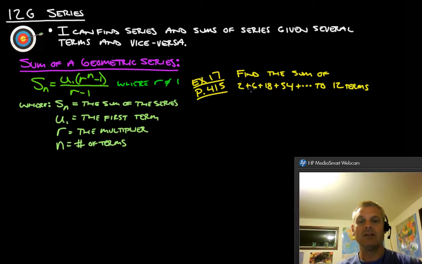So then you got to figure out, what do we got to multiply? 2 times what gives us 6? 3. 6 times 3 gives us 18. 18 times 3 gives us 54, so forth and so on. Okay, so that shows that it's a geometric series.